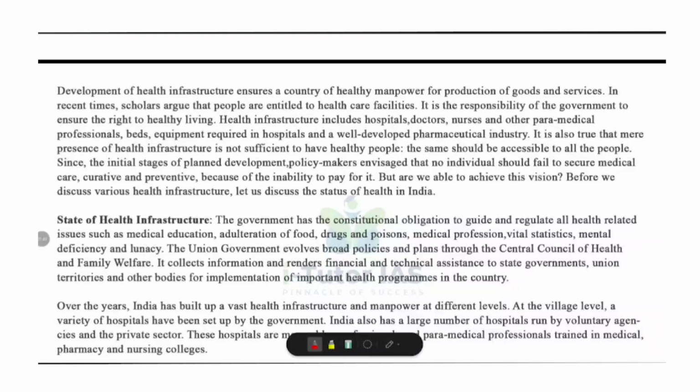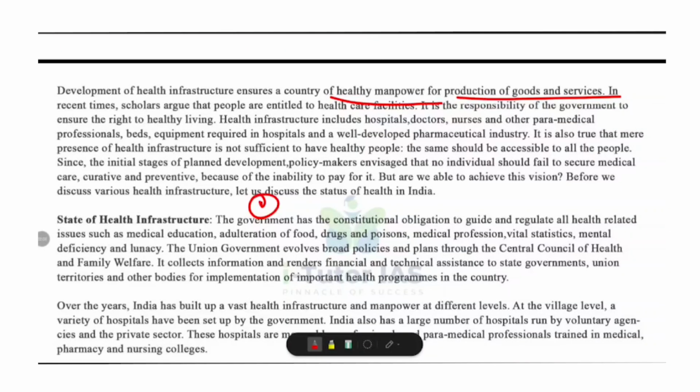Health infrastructure ensures a healthy workforce or healthy manpower for the production of goods and services. Scholars argue that health is a fundamental right and the government is responsible for ensuring it. Health infrastructure contributes to both preventive and curative care. What are the components of health infrastructure? Do you know? Okay, let me tell you.